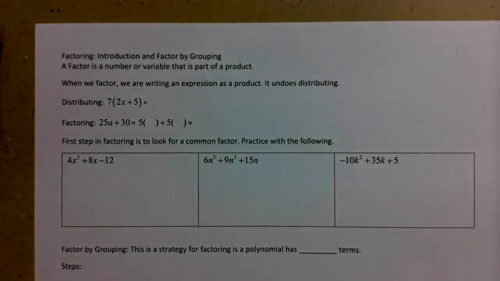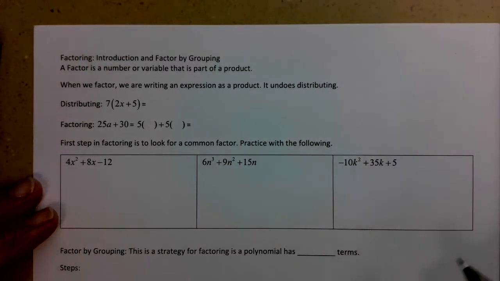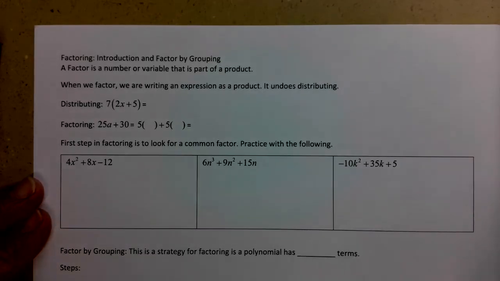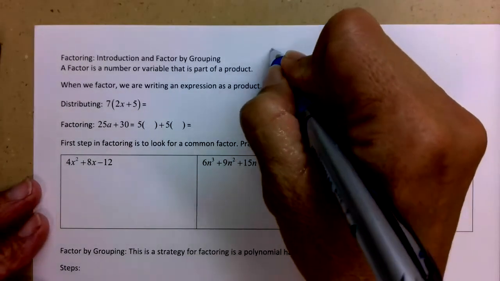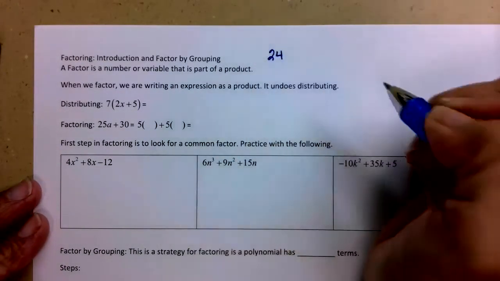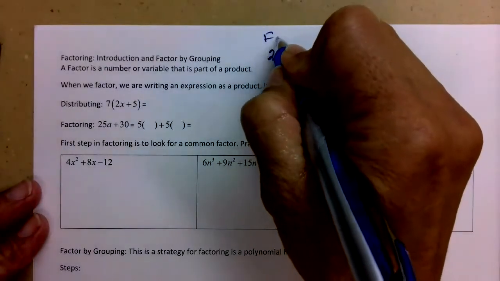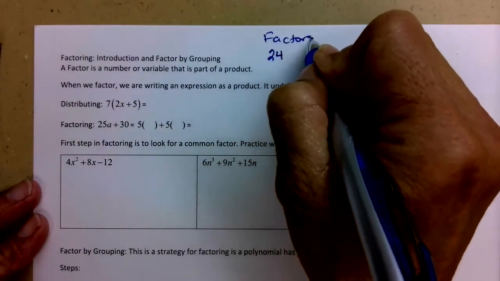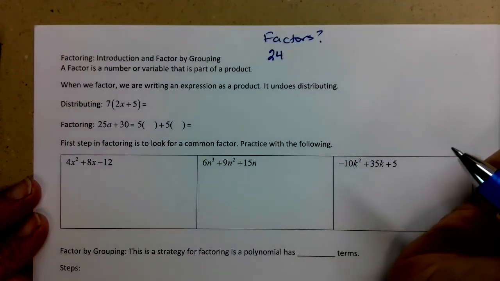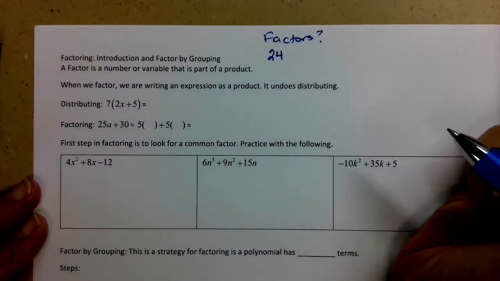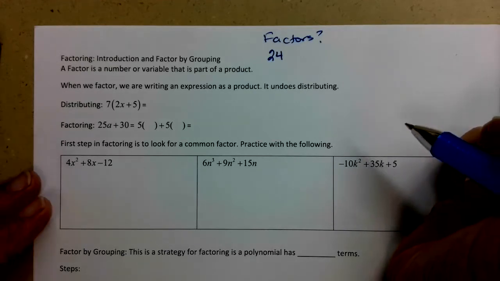So factoring. Factoring is essentially undoing a multiplication. So you might remember, if I ask you, hey, what are the factors of 24? What you're going to tell me are numbers that I can multiply together to get 24.